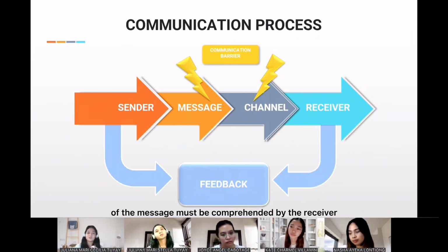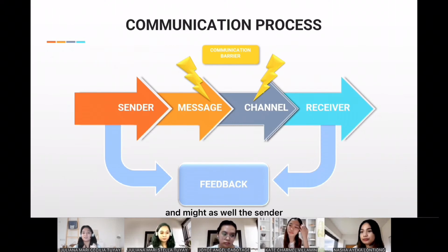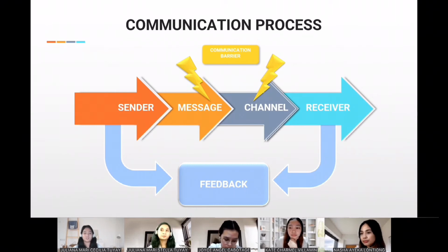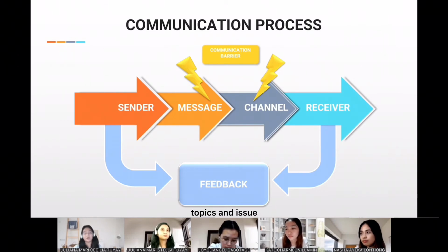The context of the message must be comprehended by the receiver meticulously and intelligently to avoid misconceptions, and might as well the sender should use appropriate words in accordance with who is going to read the message. Also, the content must be suitable enough for the situation, topics, and issue.